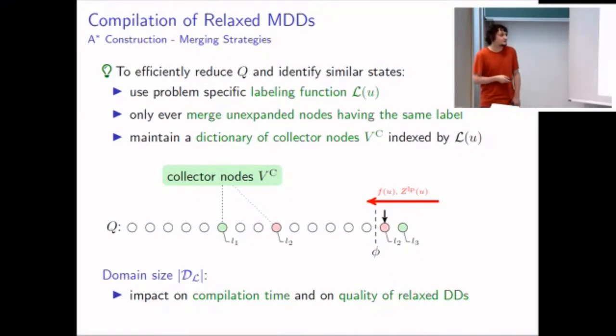The domain size of this labeling function has an impact on the compilation time and on the quality of the RelaxDD. So if we choose a labeling function which has a large domain size, then this means that there are many nodes with different labels. So it may be hard to find two nodes with the same label, which we can merge. This results in longer compilation time, but the quality of the RelaxDD may be better. If we choose a labeling function with a smaller domain size, then we will find more nodes which we can merge. So we will be faster to compile a RelaxDD, but the quality of the RelaxDD may be worse.